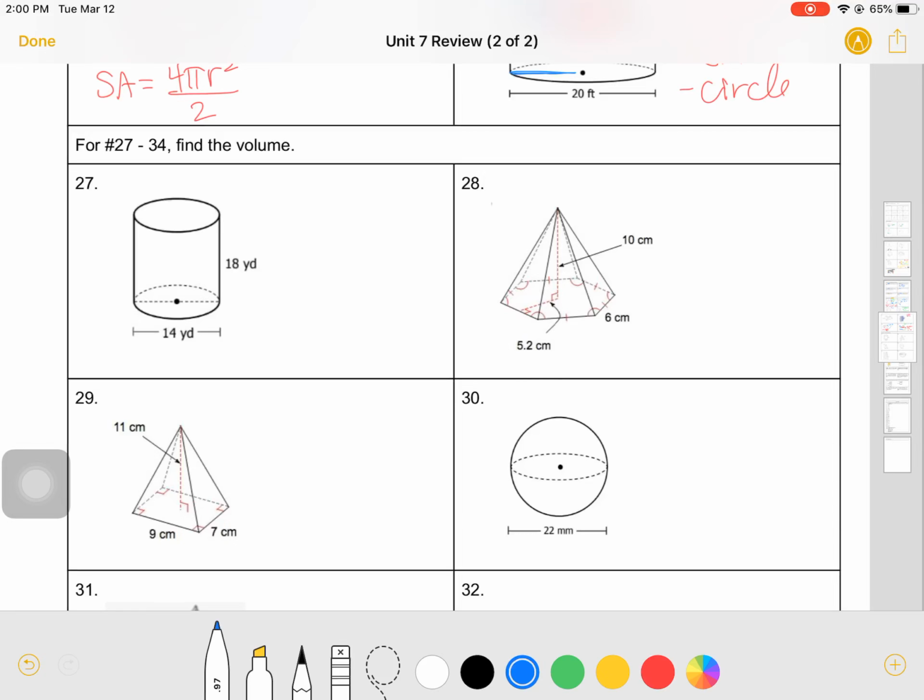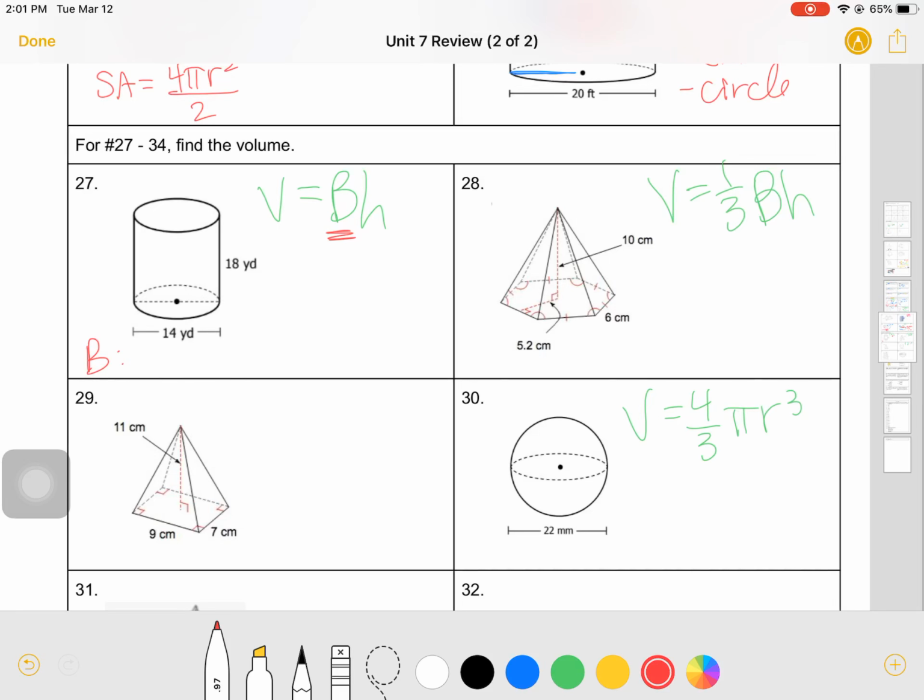For volume, we switch gears a little bit. You're figuring out the total interior space, and we just had 3 formulas. If it is a prism or a cylinder, your formula is volume equals big B times H. If it is a pyramid like 28 or 29, you're going to do 1/3 big B times H. For 30, since it's a sphere, is your 4/3 pi r cubed. The most important part of these is realizing what your big B stands for. Your big B is the area of the base, so it is not a number on your problem. It is a formula you're going to need to find.